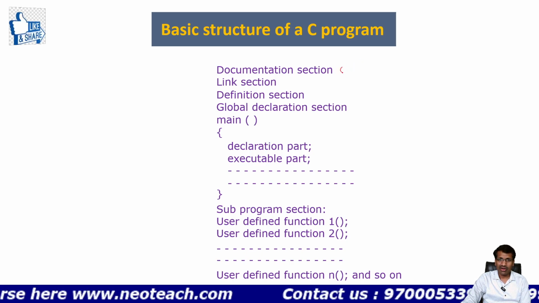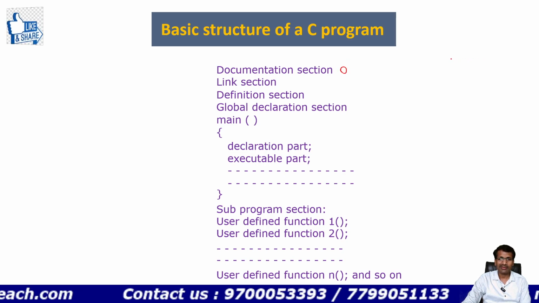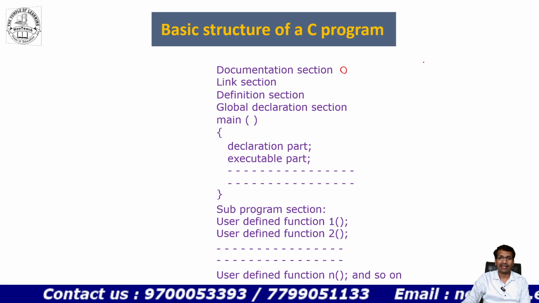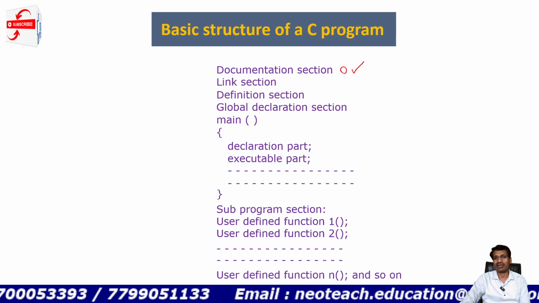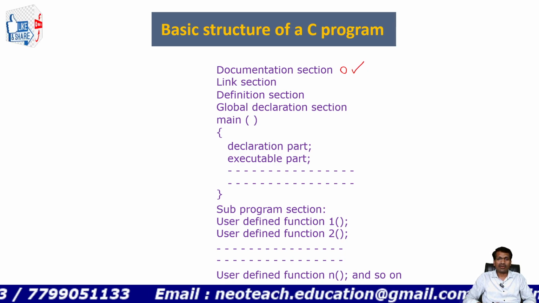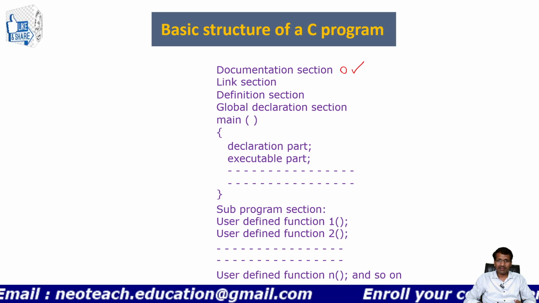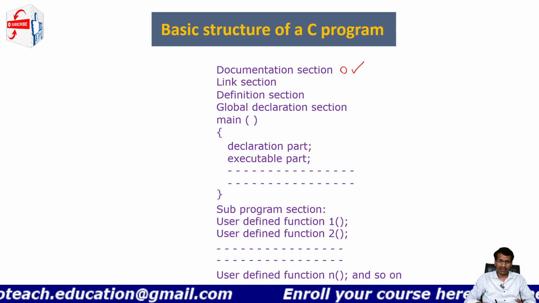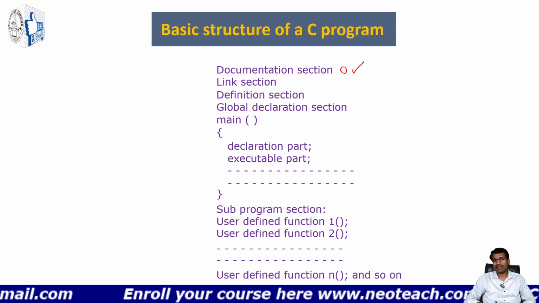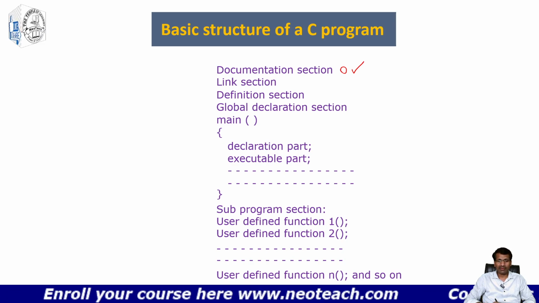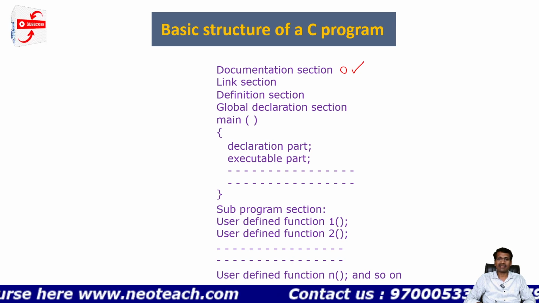The documentation section is optional. Without writing this documentation section also we can run the program, but as per coding standards it is better to write it. So what is the documentation section? Basically, it includes the name of the program, the name of the programmer, meaning the author or developer, and the purpose, what functionality you are developing in that program. All these details come under the documentation section.